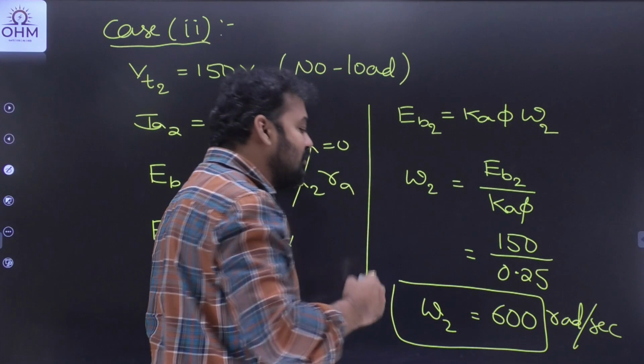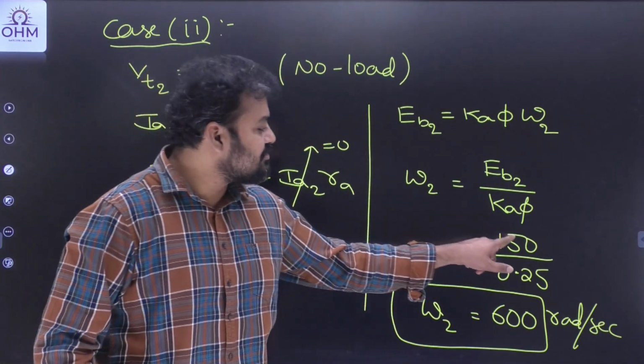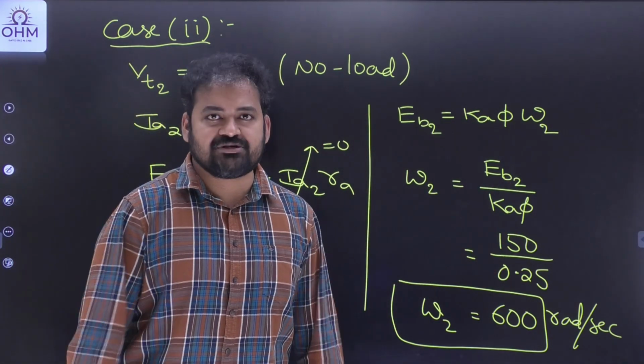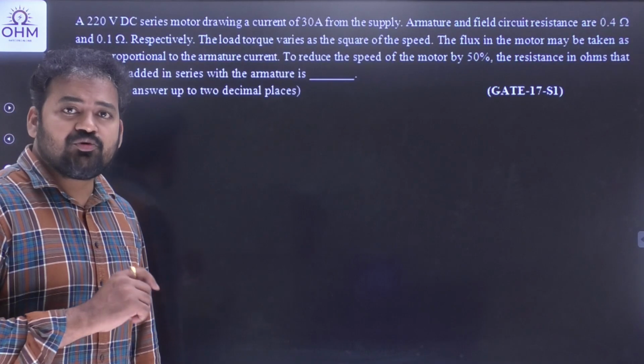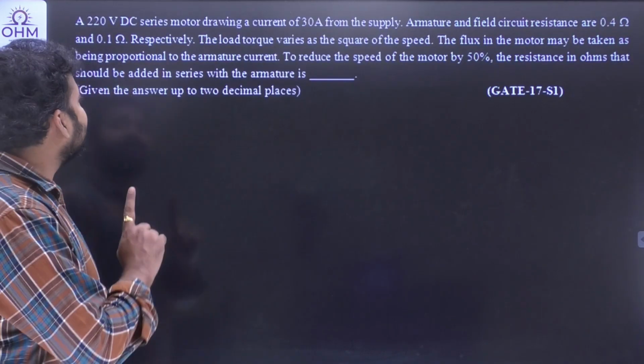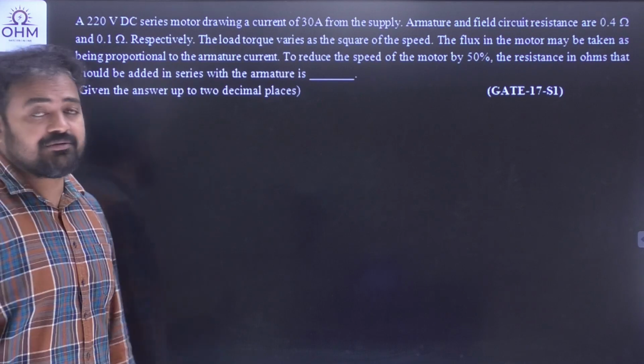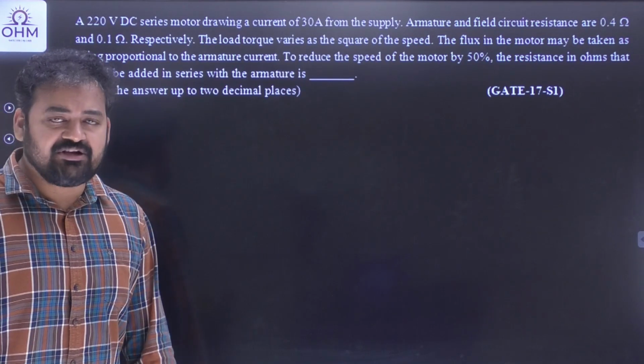The second case means no load condition with how much voltage? 150 volt. It's a simple question. All right, let's move to the next question. After a long time, we got a question from DC series motor. This is a question from GATE 2017 paper.